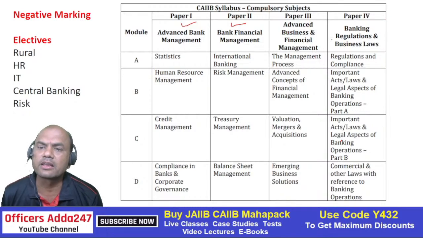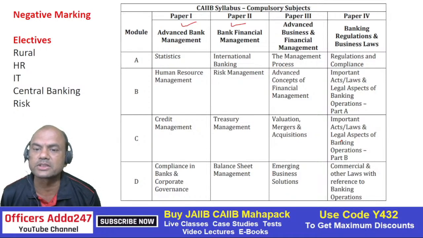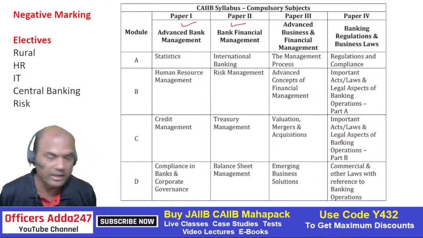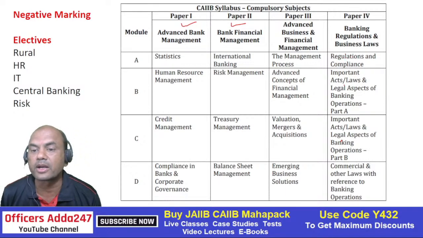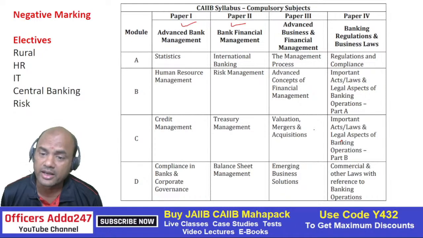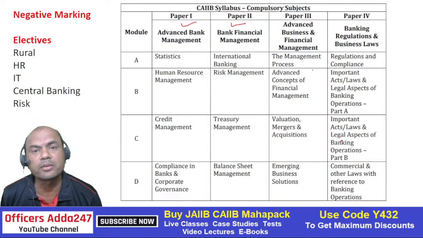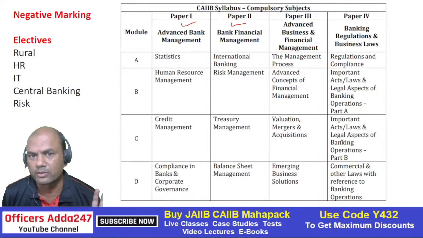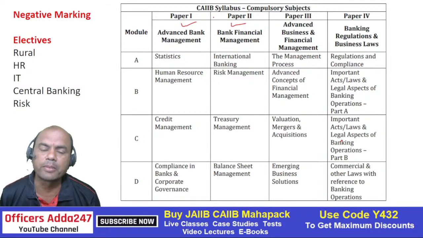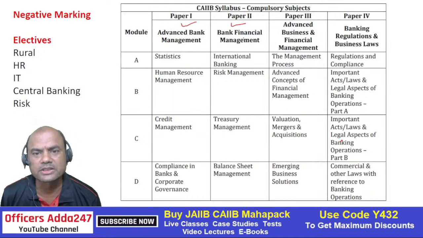Second, paper 4 is legal, banking regulations and business laws. Now look at the topics: management process, advanced concepts of financial management, valuations and mergers, then emerging business solutions. In legal you are getting regulations and compliance, important acts and laws, and commercial laws. Everyone please remember, as of now in your banking curriculum and in your banking working day, you are getting 2 subjects as the tough ones for clearing the CAIIB. Then why are you going for the 4? Clear it immediately.